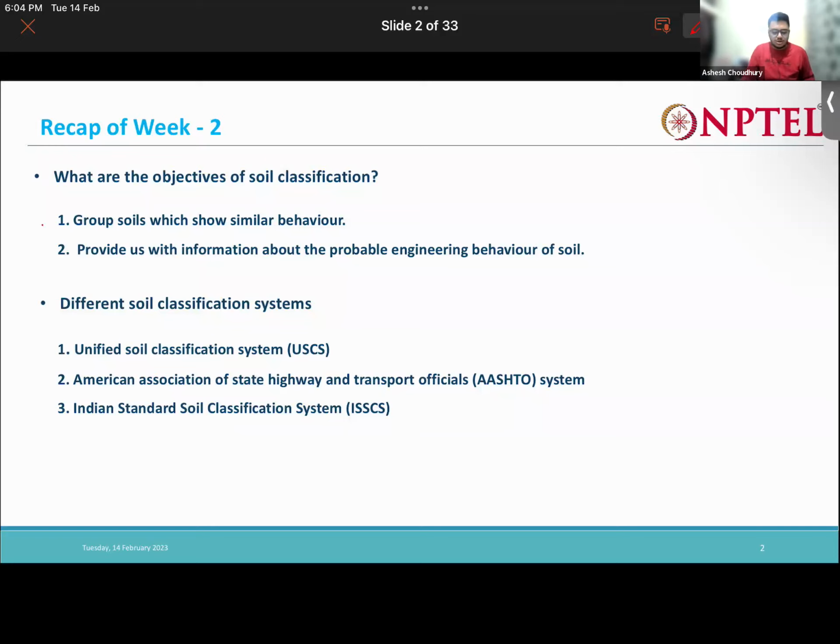So this is the main objective of soil classification, that is, to group soils which show similar behavior, and also soil classification provides us with information about the probable engineering behavior of soil. Okay.